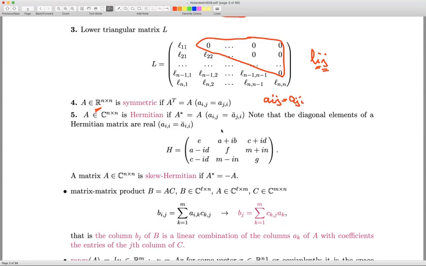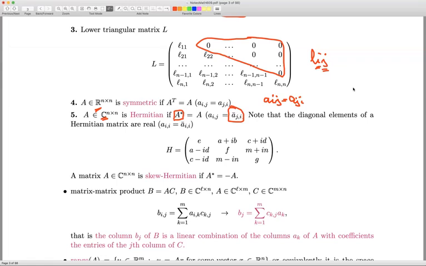A matrix is called a Hermitian matrix if it has complex entries, if it is a square matrix and its conjugate transpose coincides with the matrix A. So by A star, we denote the conjugate transpose of the matrix. This is a matrix whose components are Aji with complex conjugation. What is complex conjugation?